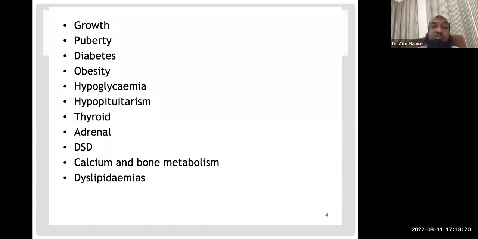What I'm going to cover today are the growth and the puberty. I will touch base on the diabetes, maybe the DKA if I find a chance. This is a different talk. I'm not going to talk about obesity. Hypoglycemia will be covered by Dr. Bashir Al-Wasila next Thursday.